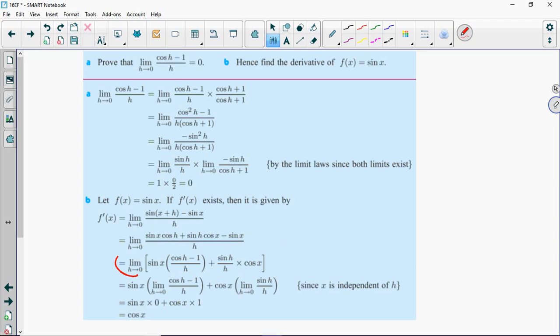We only care in our limit about what h is doing. So that's why we're allowed to factor out the sine of x and the cosine of x, and we're not treating them as parts of the limit, because the limit doesn't care about x, it only cares about h. So that was just one example of a non-polynomial differentiation by first principles.